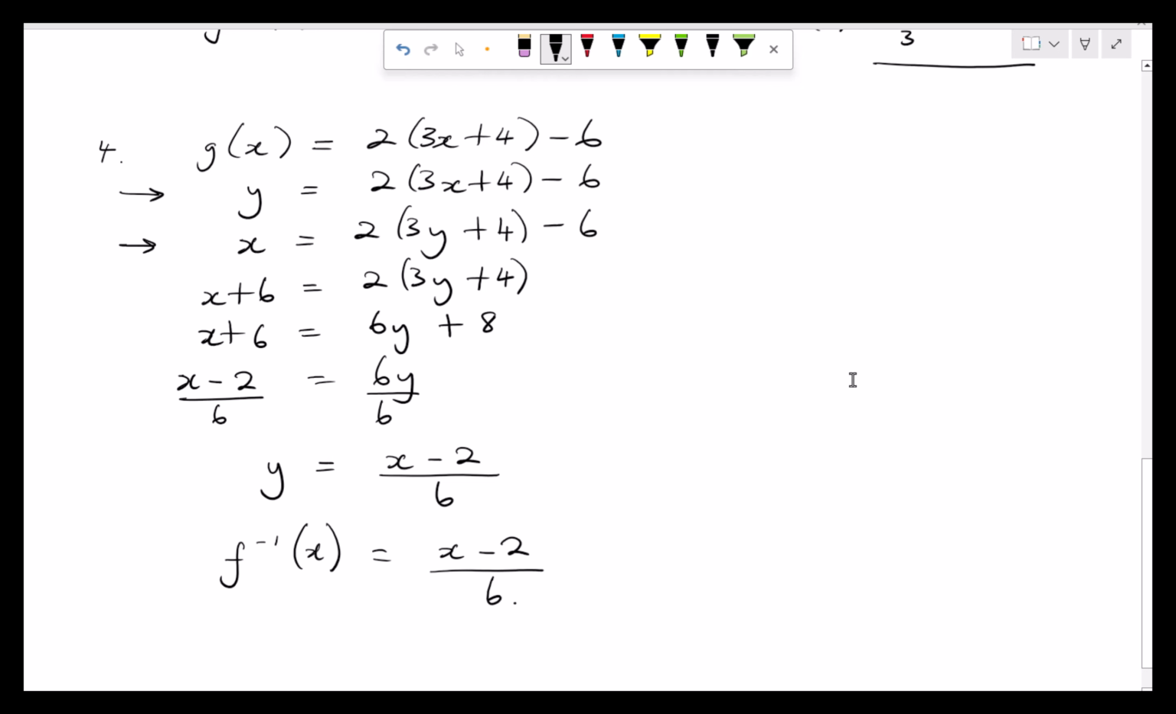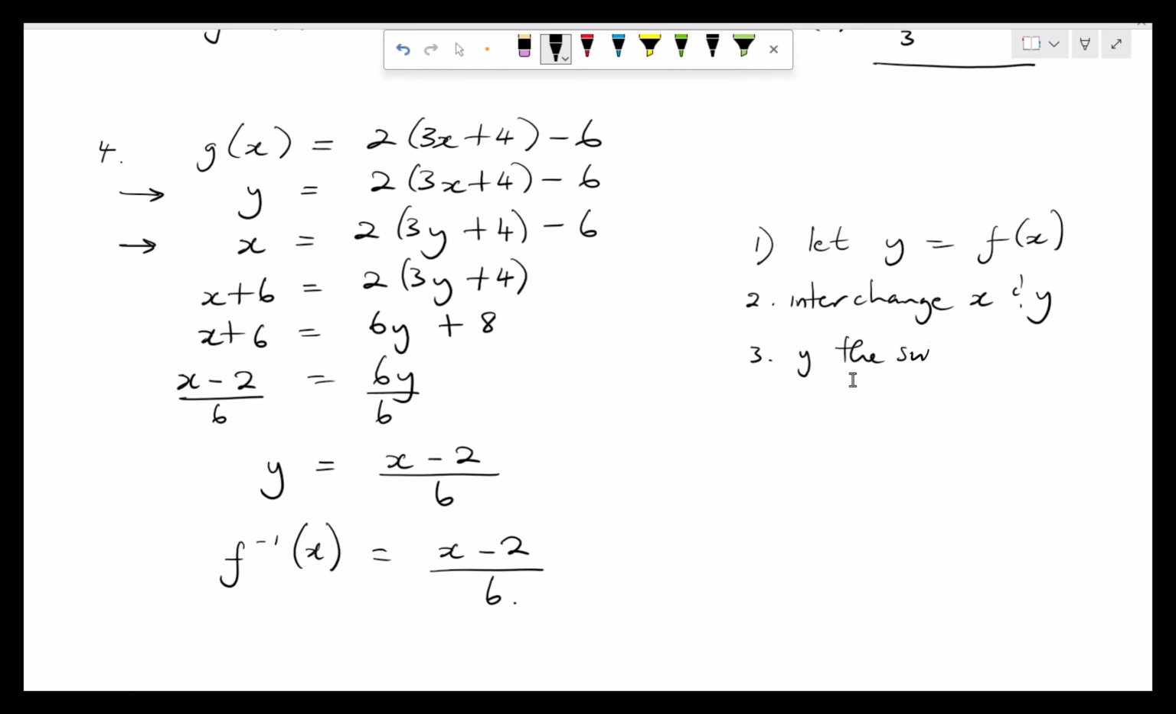Just follow those 3 steps. Number 1, you let y be equal to the function. And then step number 2, you interchange x and y. And then number 3, you make y the subject of the formula. And the result that you get is your inverse.